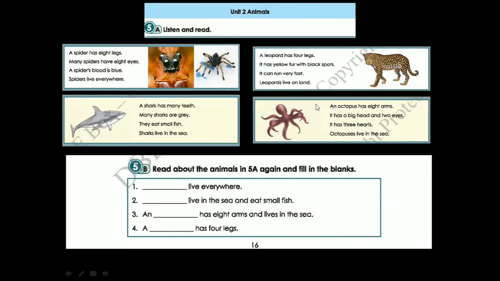Okay. So, you got it? So we go to the next one, 5B. 5B, read the questions. Read about the animals in 5A again. You have to read 5A again and fill in the blanks. Read it on your own. After that, fill in the blanks. After that, let's check our answers with me.